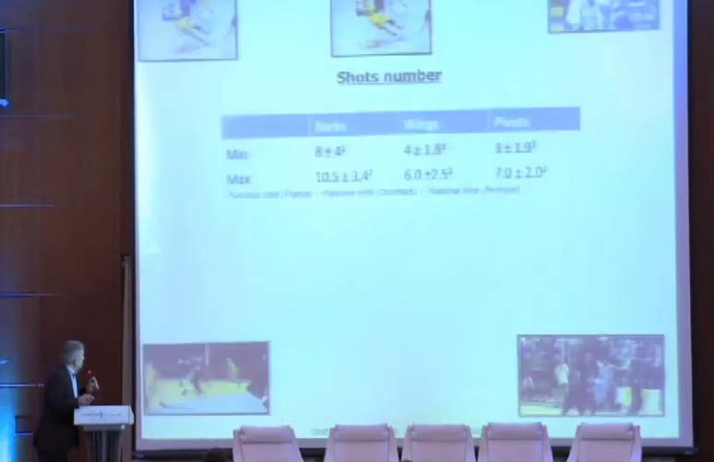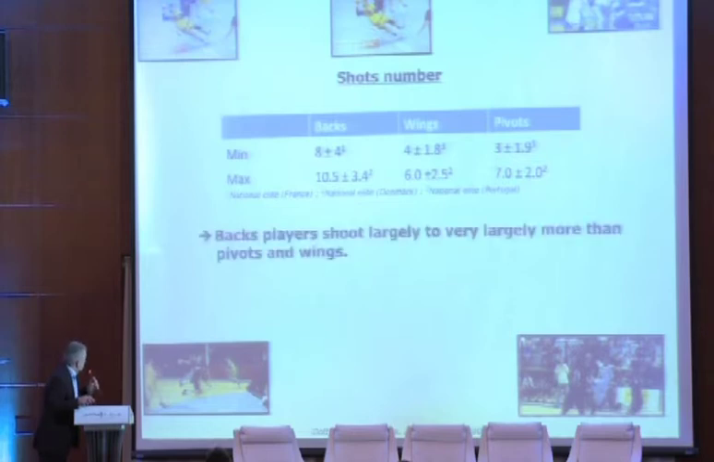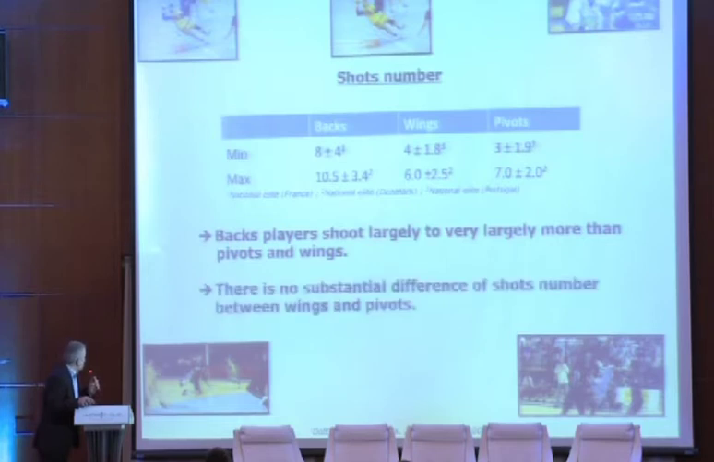On this table, you can see the maximum and minimum shots number as a function of the position of the handball player on the field. That is to say, back player, wings player, and pivot. And the main result of these three studies conducted in national elite handball players in France, Denmark, and Portugal show, firstly, that back players shoot largely to very largely more than pivot and wings, and secondly, there is no substantial difference of shots number between wings and pivot.